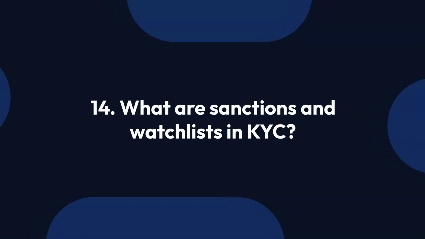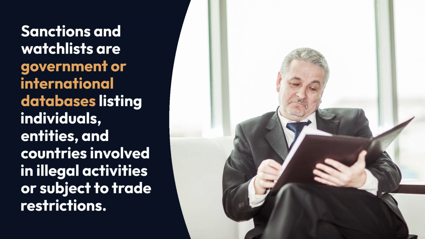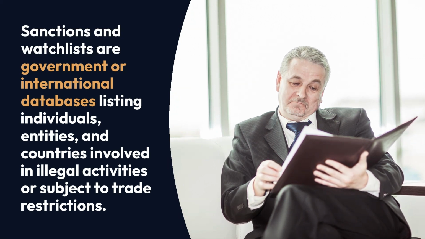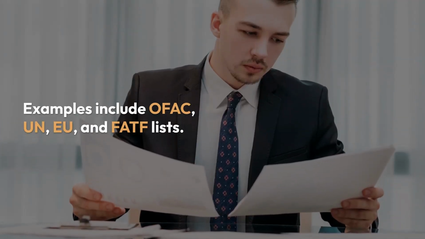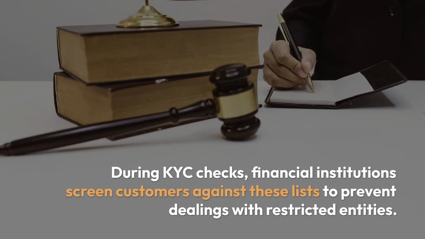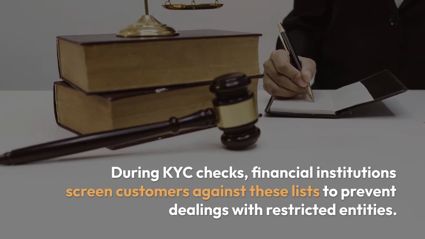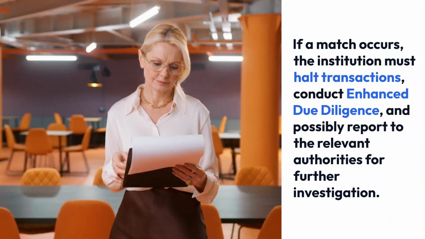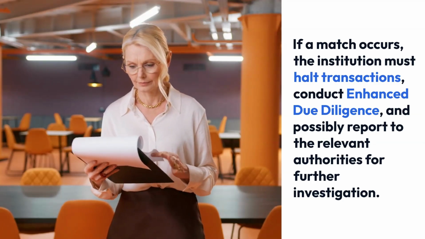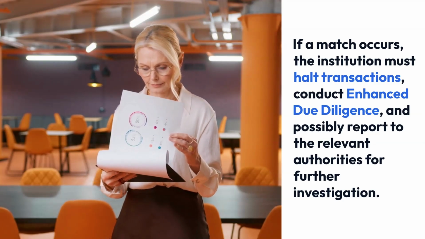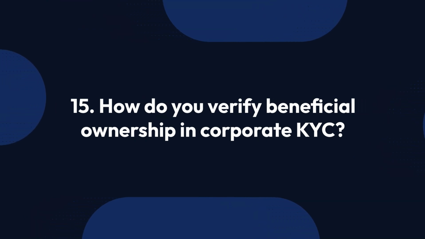14. What are sanctions and watch lists in KYC? Sanctions and watch lists are government or international databases listing individuals, entities, and countries involved in illegal activities or subject to trade restrictions. Examples include OFAC, UN, EU, and FATF lists. During KYC checks, financial institutions screen customers against these lists to prevent dealings with restricted entities. If a match occurs, the institution must halt transactions, conduct enhanced due diligence, and possibly report to relevant authorities for further investigation.